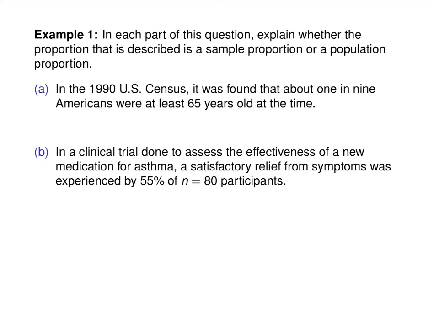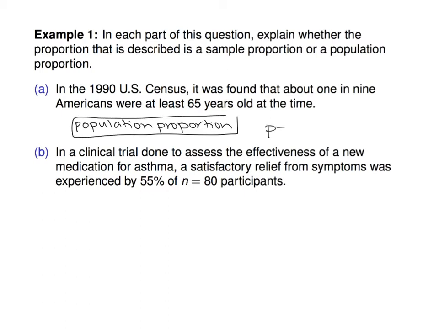In each part of this question, explain whether the proportion that is described is a sample proportion or a population proportion. In the 1990 U.S. Census, it was found that about 1 in 9 Americans were at least 65 years old at the time. Because we're talking about the census, we're going to assume that all Americans were measured. So this is as close as you can get to a population proportion, and the population proportion we found was p equal to 1 out of 9.